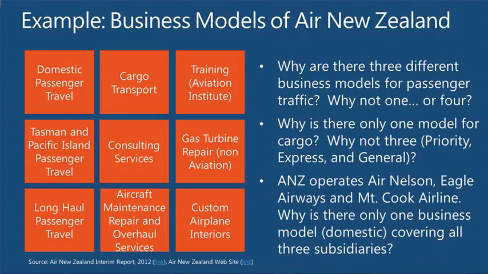So there's subsidiaries, Air Nelson, Eagle Airways, Mount Cook Airline. But you notice I only put one business model covering domestic travel. And it covers their subsidiaries as well. So why is there a business model for domestic travel that covers multiple different organizational functions? Because the value proposition is the same. Because the customers are the same.